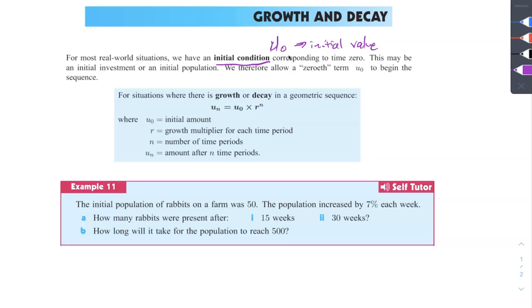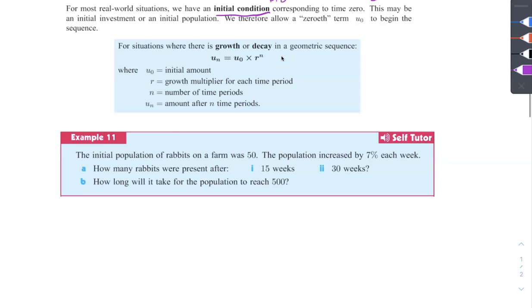Now when we do growth or decay, it's a geometric formula, so you see something like this: UN equals U0 times R to the N. U0 is the initial condition, and UN is the term, what we get. Now R is our growth factor, but keep in mind, R is always 1 plus or minus whatever your growth or decay factor is.